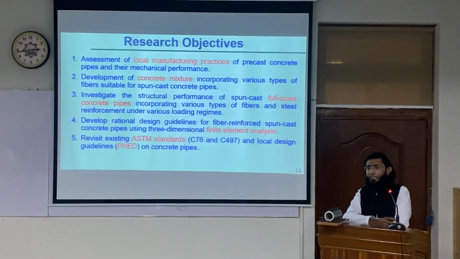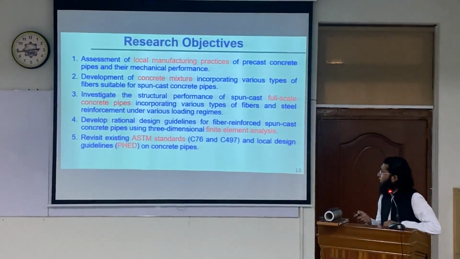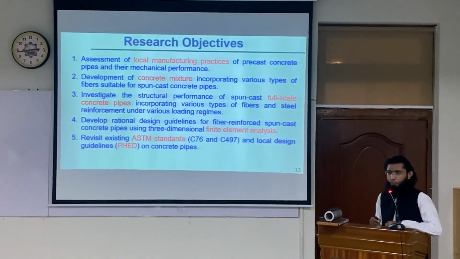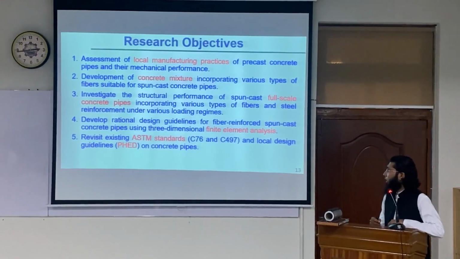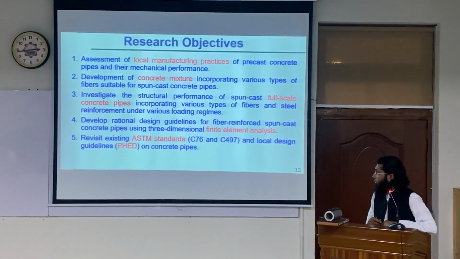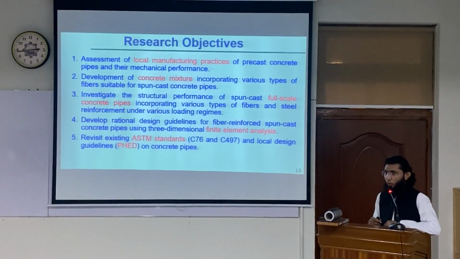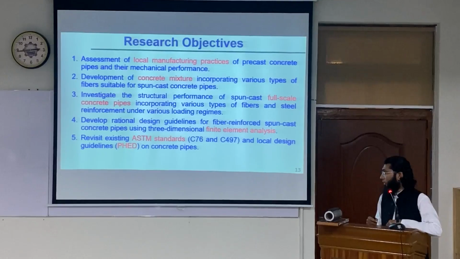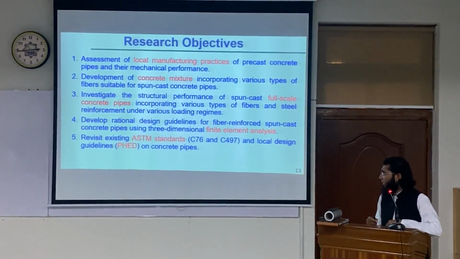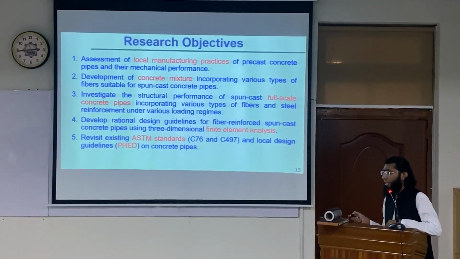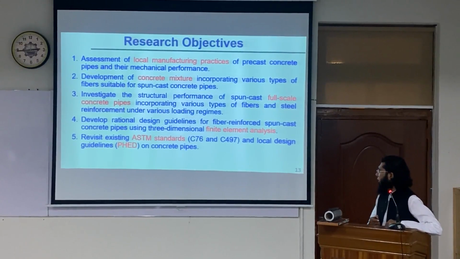Now, these are the specific research objectives in order to address the problem just discussed. First is the assessment of local manufacturing practices of precast concrete pipes and their mechanical performance. Second is the development of concrete mixtures incorporating various types of fibers for the spun cast concrete pipes. And thirdly, to investigate the structural performance of full-scale spun cast concrete pipes incorporating various types of fibers and steel reinforcements under various loading regimes. Fourth is development of rational design guidelines for fiber-reinforced spun cast concrete pipes using three-dimensional finite element analysis. And lastly, to quickly revisit existing ASTM standards such as C76 and C497 and local design guidelines on concrete pipes.